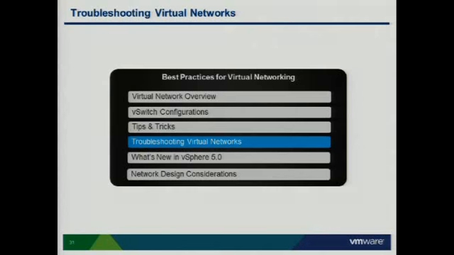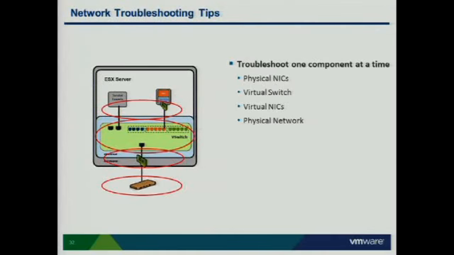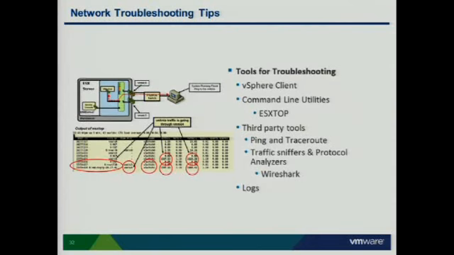For troubleshooting virtual networks here, we can start off with troubleshooting one component at a time. So what we want to look at is the physical NICs, the virtual switch, the virtual NICs, and the physical network. And we have several different tools that are available for troubleshooting. So you can start off with the vSphere client. You can also dive in with the command line utilities of ESXtop. You can use the VMA or RESXtop as well for ESXi. You can use third-party tools like ping and traceroute, traffic sniffers, and protocol analyzers like Wireshark.